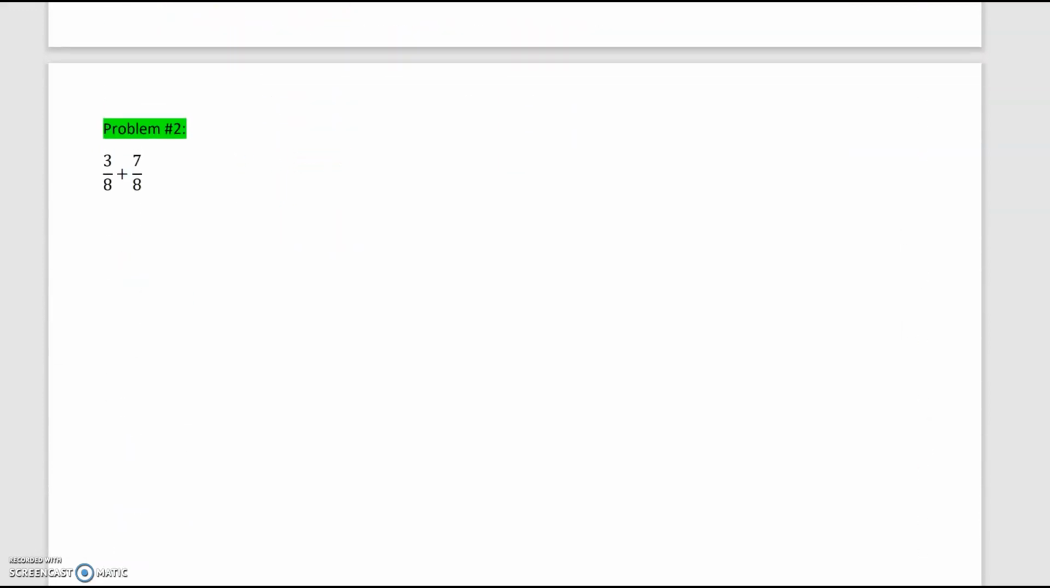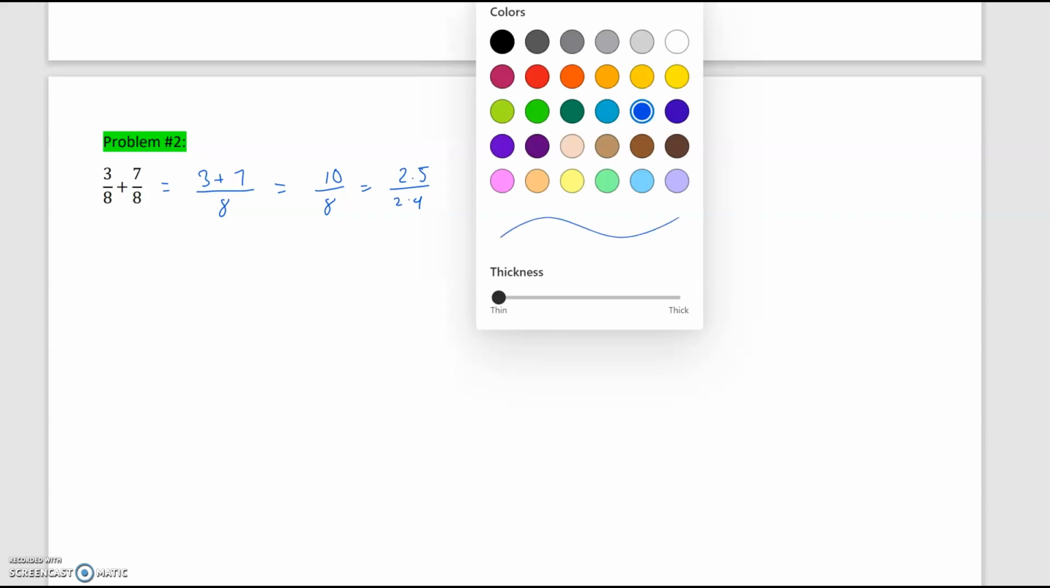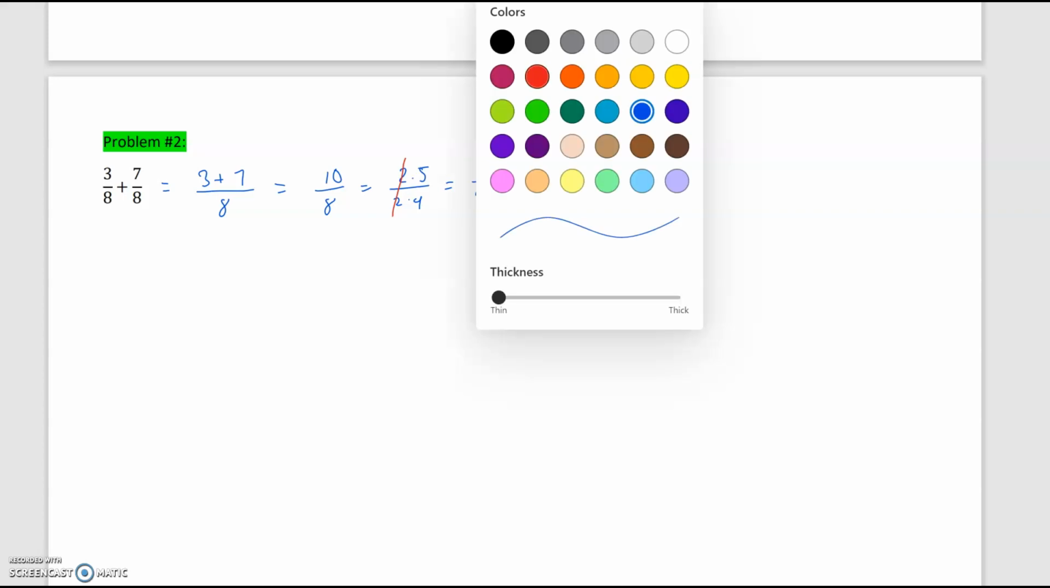Let's move on to problem 2. On problem 2, our fractions have the same denominator. So what I'm going to do here is just rewrite it as a single fraction. So this will be 3 plus the values of 7 over 8, or in this case 10/8. And this is actually not our final answer because we can reduce it, and I'm just going to rewrite it as 2 times 5, and then the values of 2 times 4, which are the common factors. After canceling the 2's, we're left with the values of 5/4. And this is a perfectly fine answer.